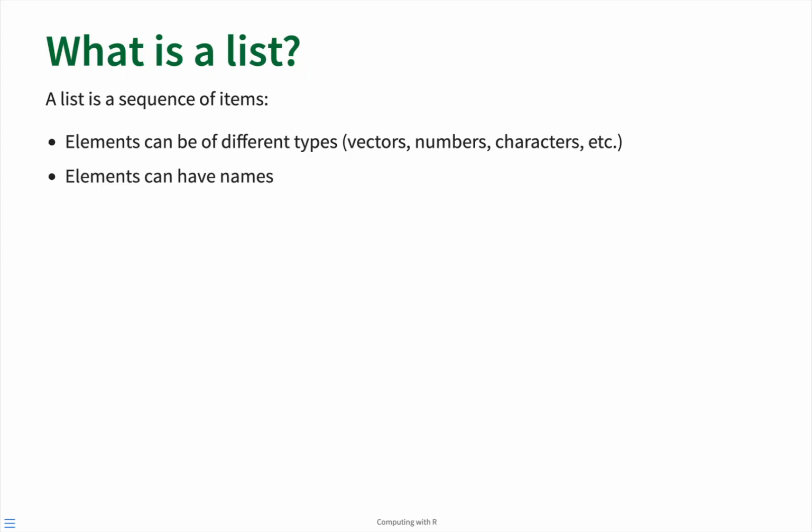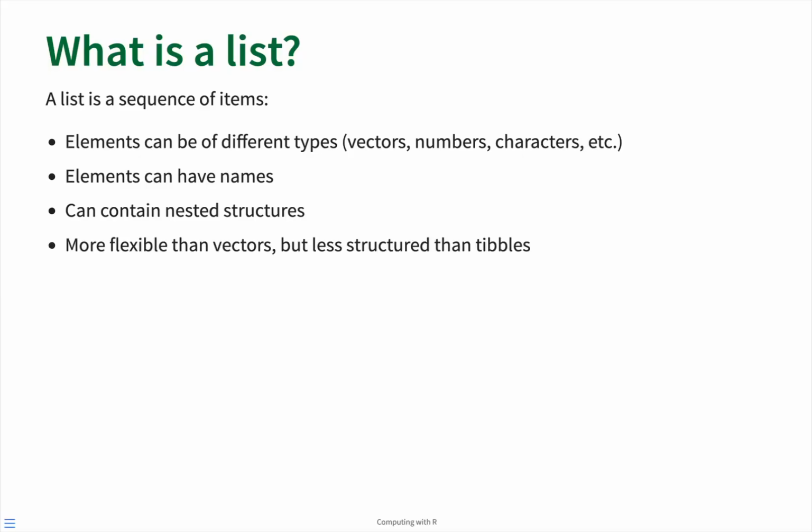We can also give the elements of a list names and then refer to those items by their names, as well as using indexing like we did with the vectors. And we can nest lists within lists. So we get more flexibility than vectors in what we can store, but the resulting structure is less structured than, say, a tibble or a data frame, which restricts us to columns of values that are all the same type and have the same length.